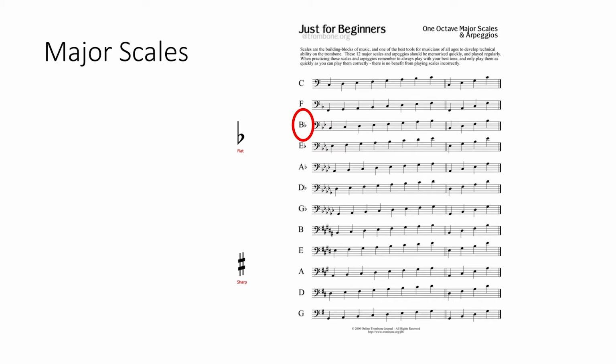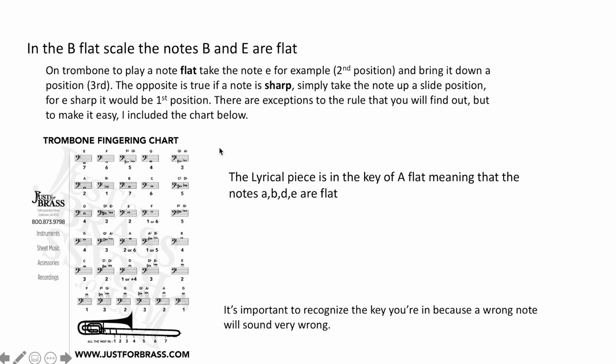So from before, we know that your technical is in the key of B flat because of the 2 flats. So in the B flat scale, the notes B and E are flat. So what does that mean to play? Well, on trombone, what that means is you're taking the note. So, for example, E. In the key of B flat, it's flat. So E normally is second position on the trombone, right? So it's going to be here, halfway between first and third, which is under the bell. So E is normally second, but because it's flat, you're going to bring it down a slide position to third.